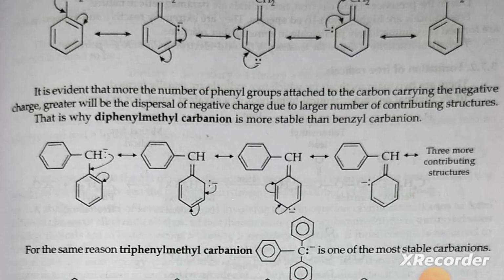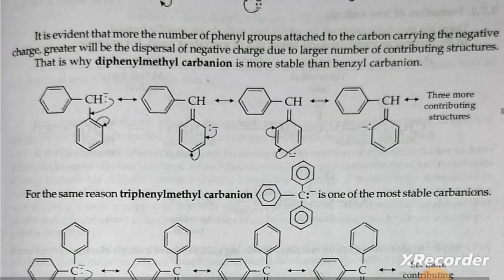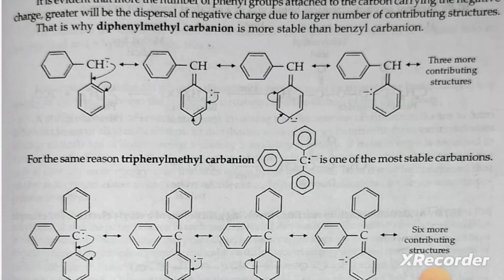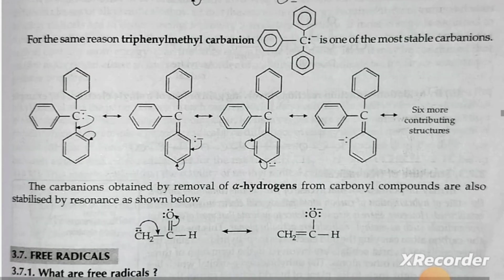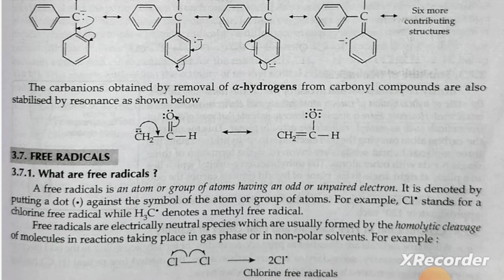It is evident that the more the number of phenyl groups attached to the carbon carrying the negative charge, the greater will be the dispersal of negative charge due to a larger number of contributing structures. That is why diphenyl methyl carbanion is more stable than benzyl carbanion. 3 more contributing structures. For the same reason, triphenyl methyl carbanion is one of the most stable carbanions. 6 more contributing structures. The carbanions obtained by the removal of alpha hydrogen from carbonyl compounds are also stabilized by resonance as shown below.